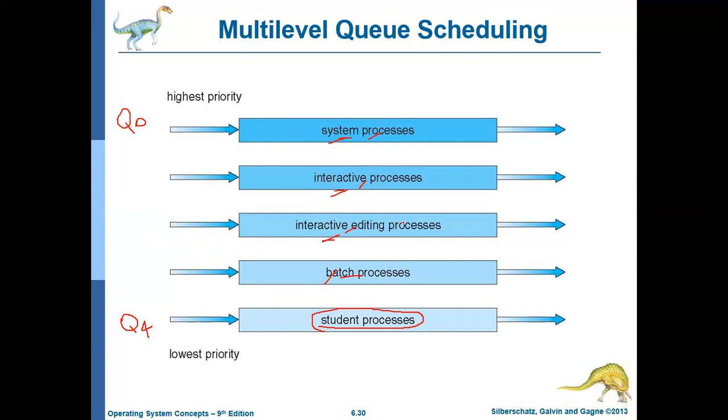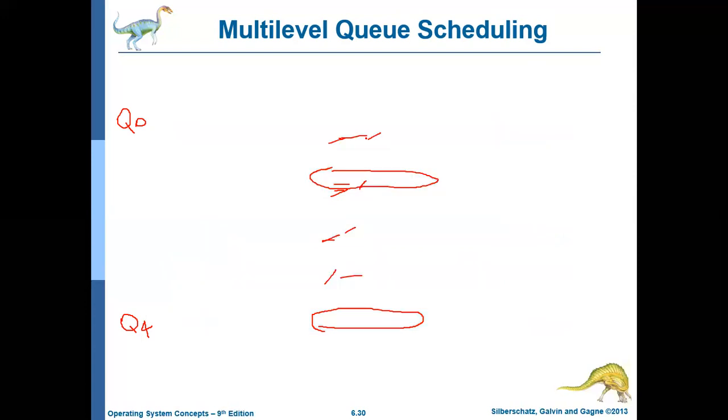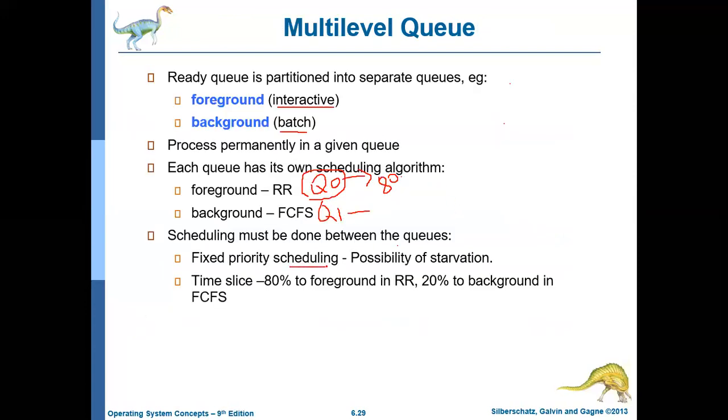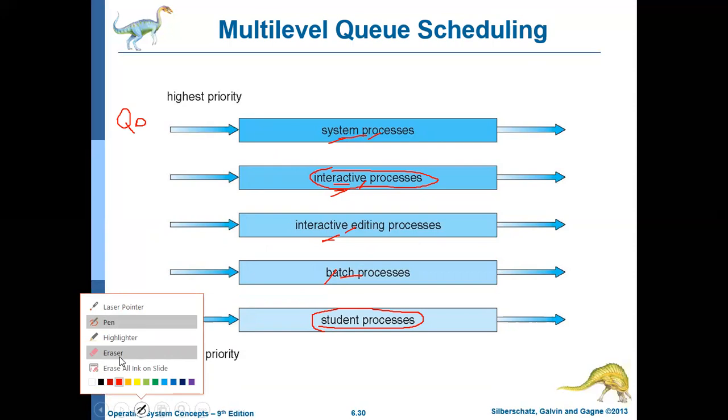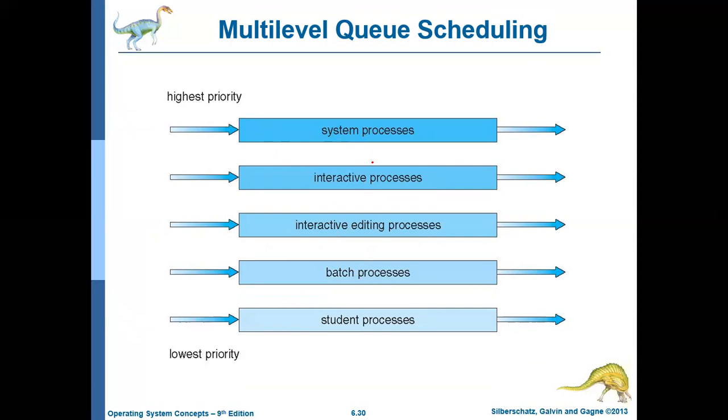Similarly, the jobs in the interactive editing process queue will execute only if there are no jobs in the interactive process queue or the system process queue. Similarly, the jobs in the interactive process queue will be executed only if there are no jobs in the system process queue. This is the case if you follow fixed priority scheduling, because we are fixing the priority, and only if the higher priority queues are empty will the processes in the lower priority queue be executed. Otherwise, there is another option: the operating system may allocate different percentages for different queues.